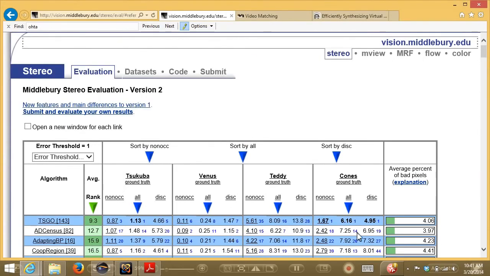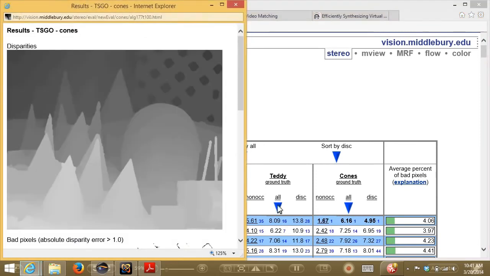And if you poke around the site, you can get all sorts of examples. Here are the cones that we were looking at earlier. So here's the disparity map for the cone example. I guess I should have made that example a little bit bigger on the screen. But you can see that this is a good thing.